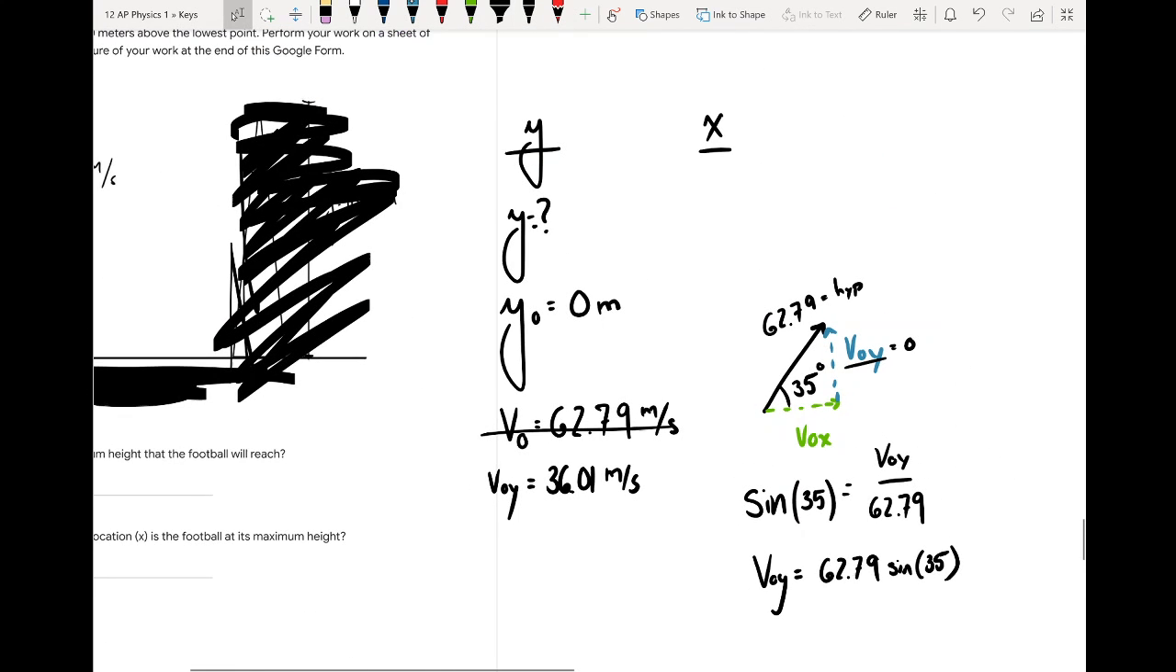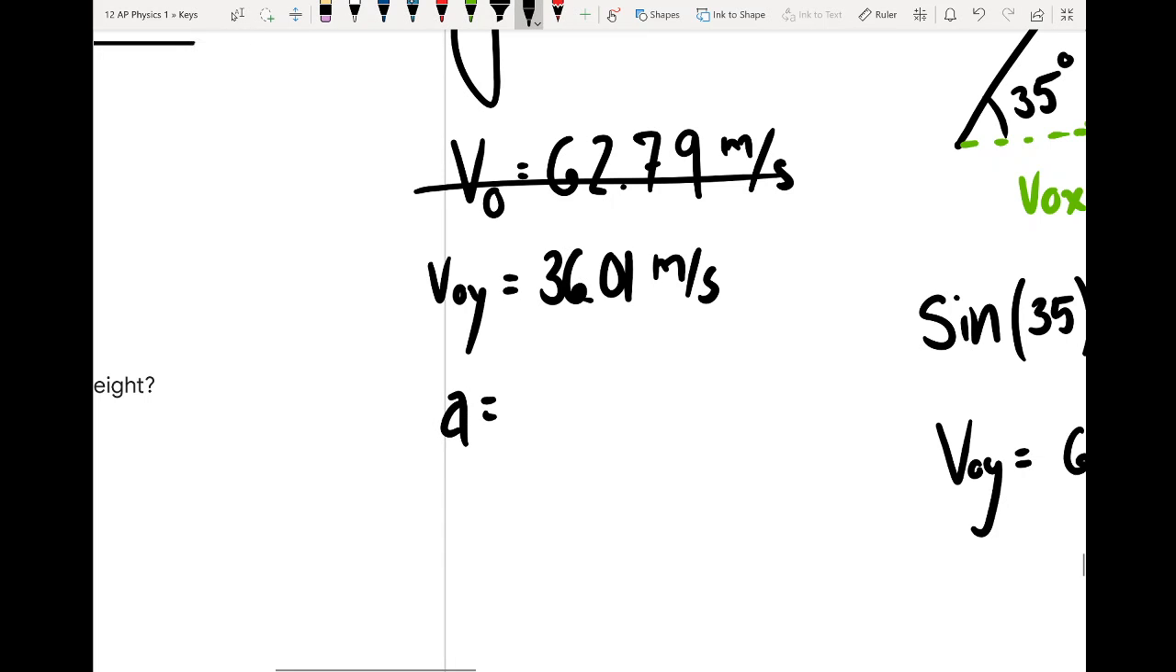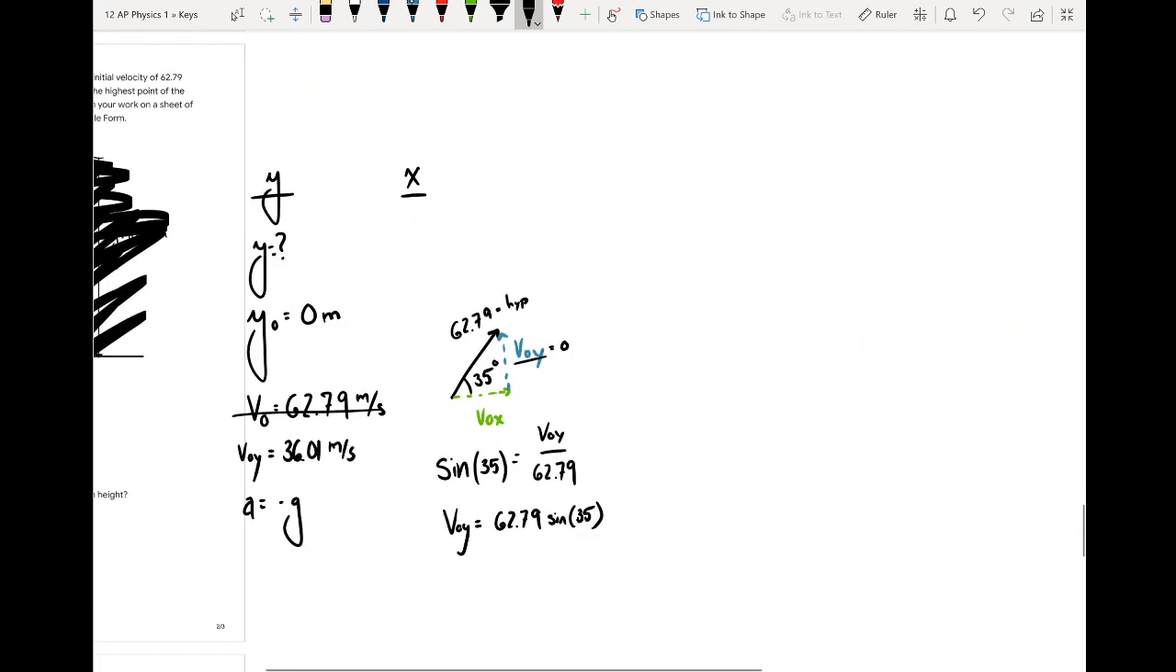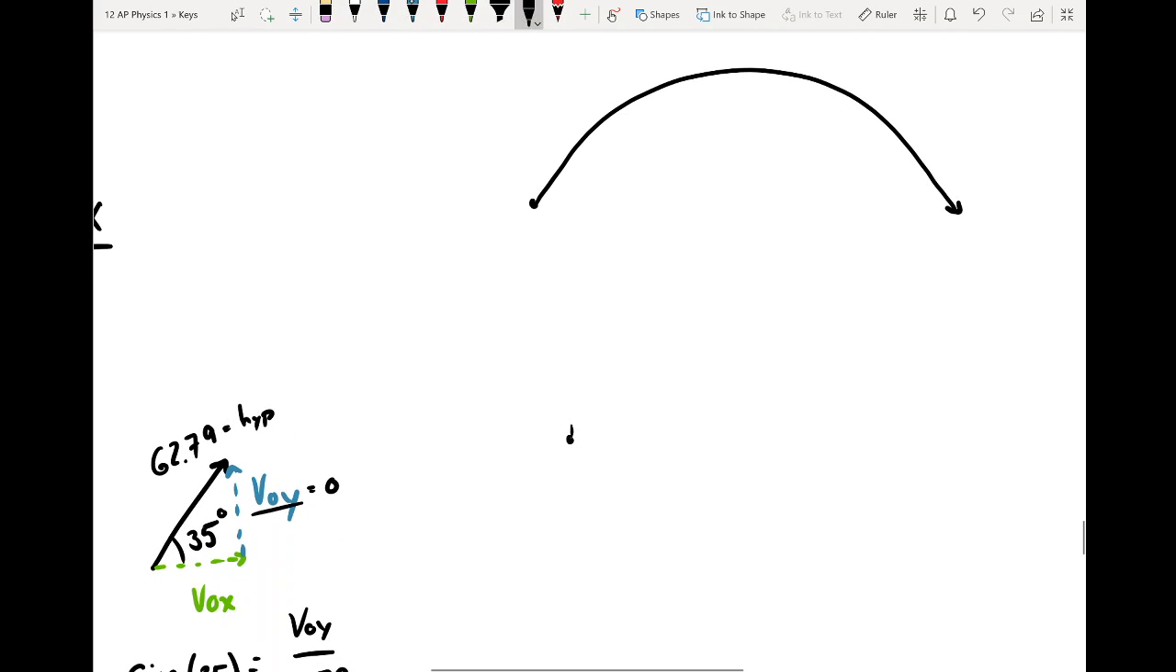Alright, and then that's really all that I know right now in the y direction. My acceleration is equal to negative g. So what we want to do when we're dealing with projectile motion is think about splitting it into two pieces. We can think about what's happening in the y direction, so we go up and then come back down, and what's happening in the x direction.